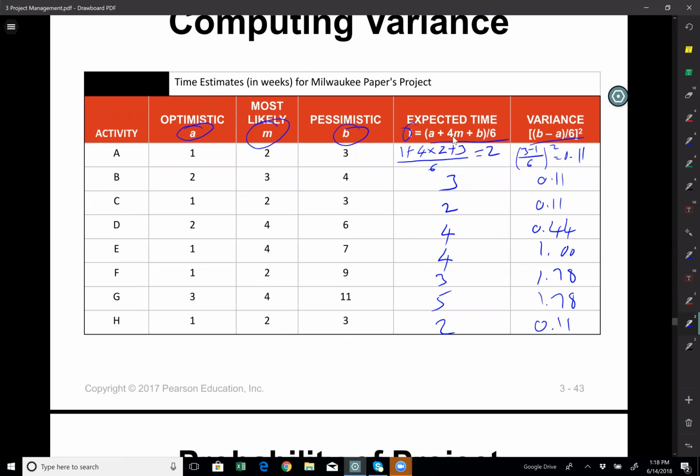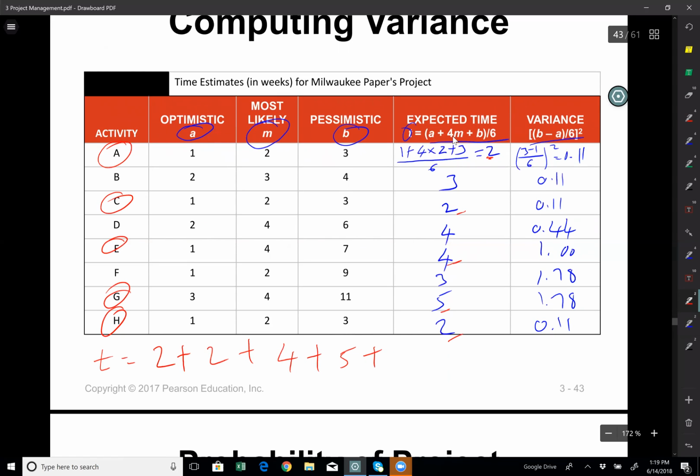So in this problem, we know that the critical path is including A, C, E, G, and H. So I can calculate the expected completion time T by adding those values up. 2 plus 2 plus 4 plus 5 plus 2, which will give me 15 weeks. That's the estimated completion time for this project.